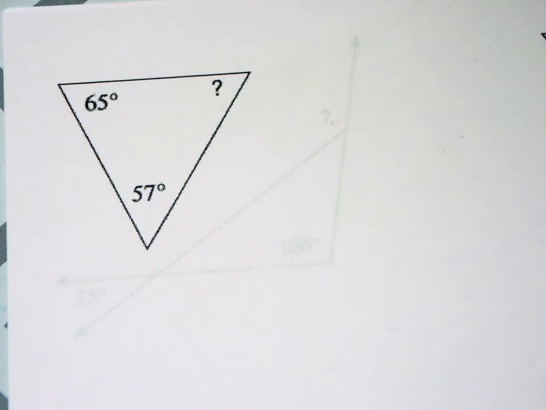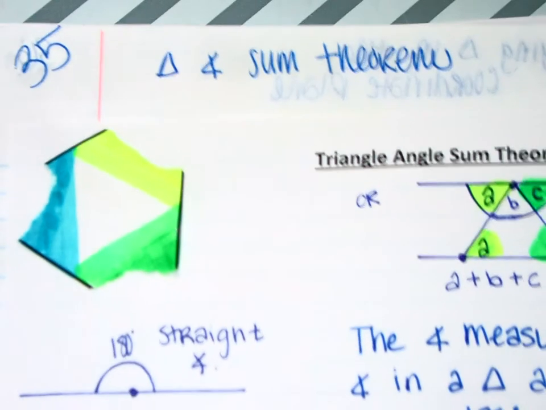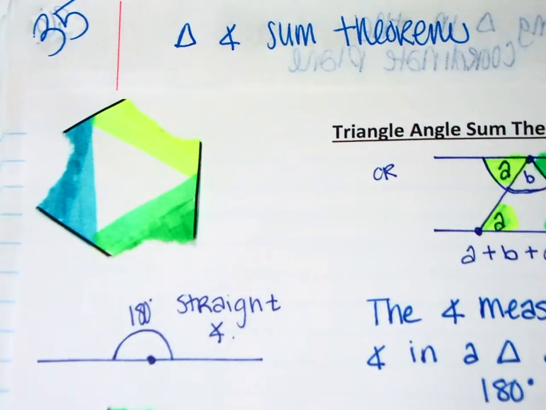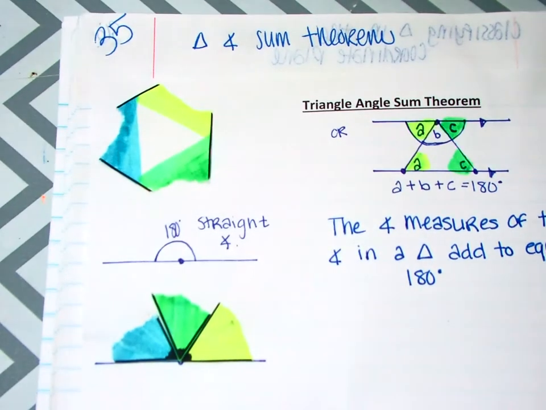Today's lesson is using the triangle angle sum theorem and the exterior angle theorem. So before we get started, I'm going to go ahead and reference your notes. Let's look at the page we did triangle angle sum theorem on. Remember, angles in a triangle always add up to equal 180 degrees.